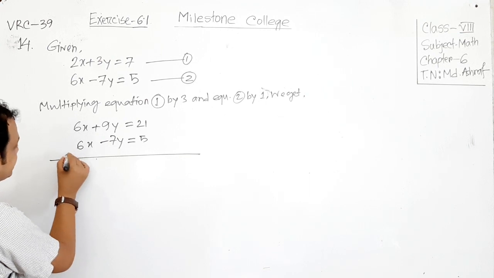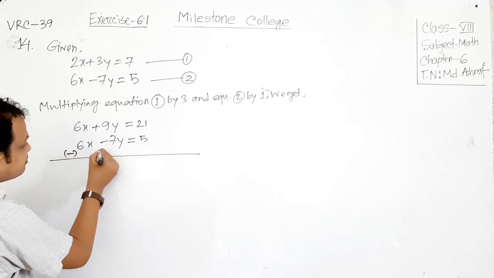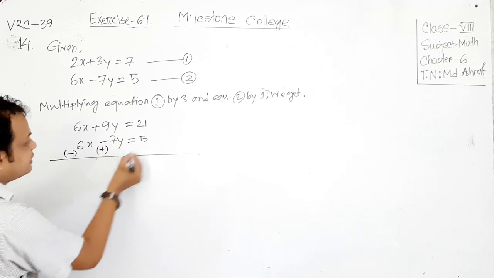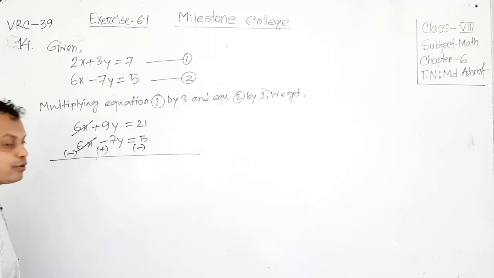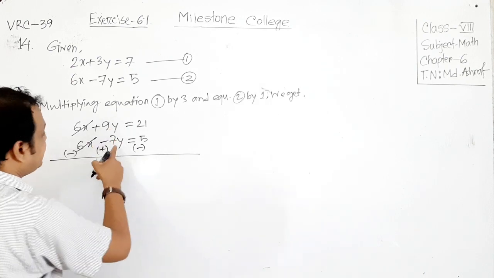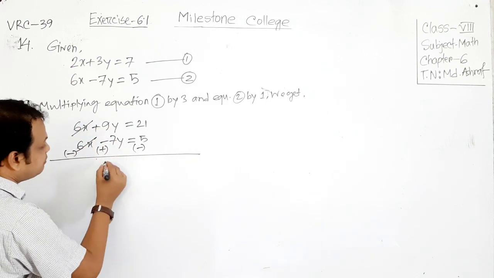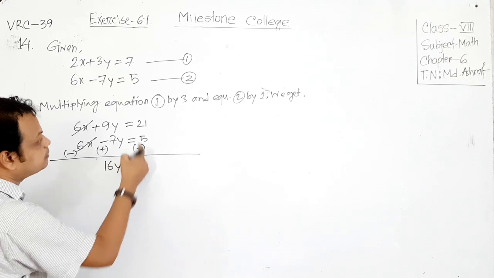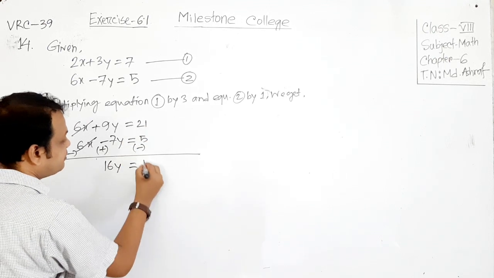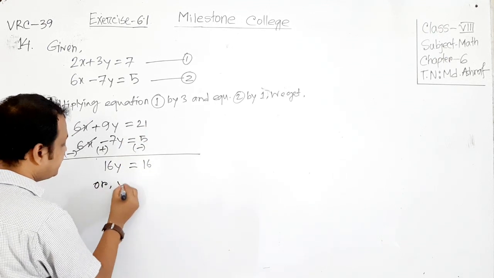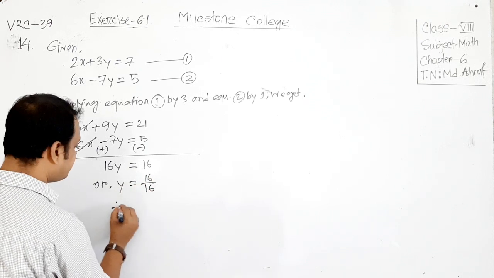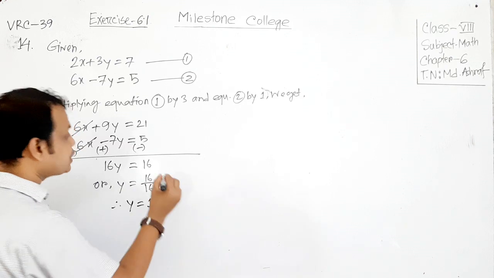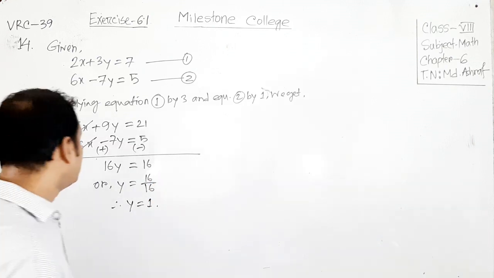So subtract it: here is plus, it will be minus; here is minus, it will be plus; here is plus, it will be minus. Then plus 6x minus 6x will be eliminated, and plus 9y and plus 7y, how do we get? Plus 16y equals 21 minus 5, which is 16, or y equals 16 divided by 16, therefore y equals 1. So we have got the value of the variable y.